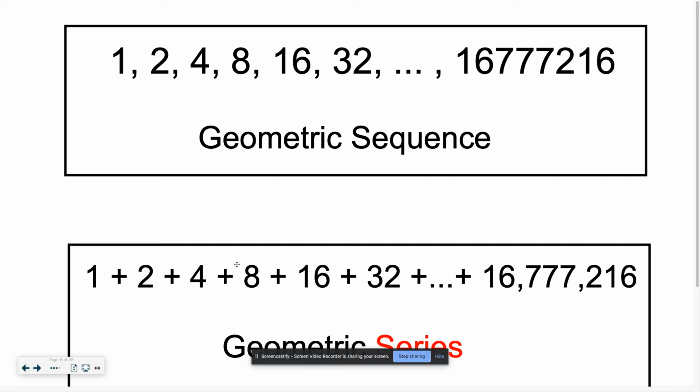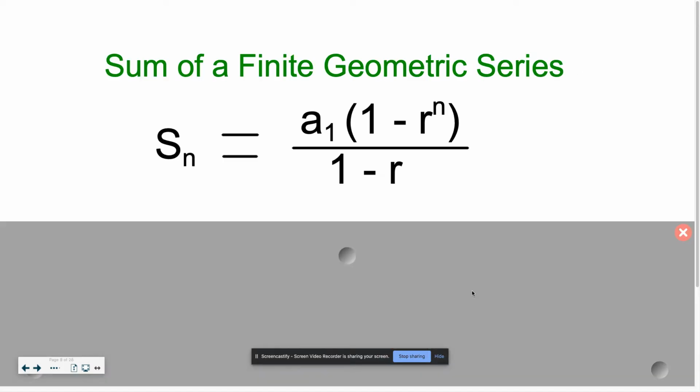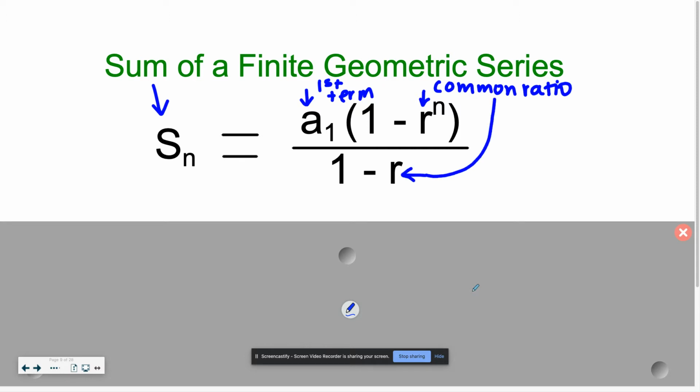So again, same thing. If we look at a sequence, it's just a sequence of numbers. And if we look at the series, we take the sum of those numbers. Okay, so here's our formula that we're going to be looking at. Same things. This is our sum. This is our first term. This is our common ratio. Same thing here. And then n, of course, is our term number.